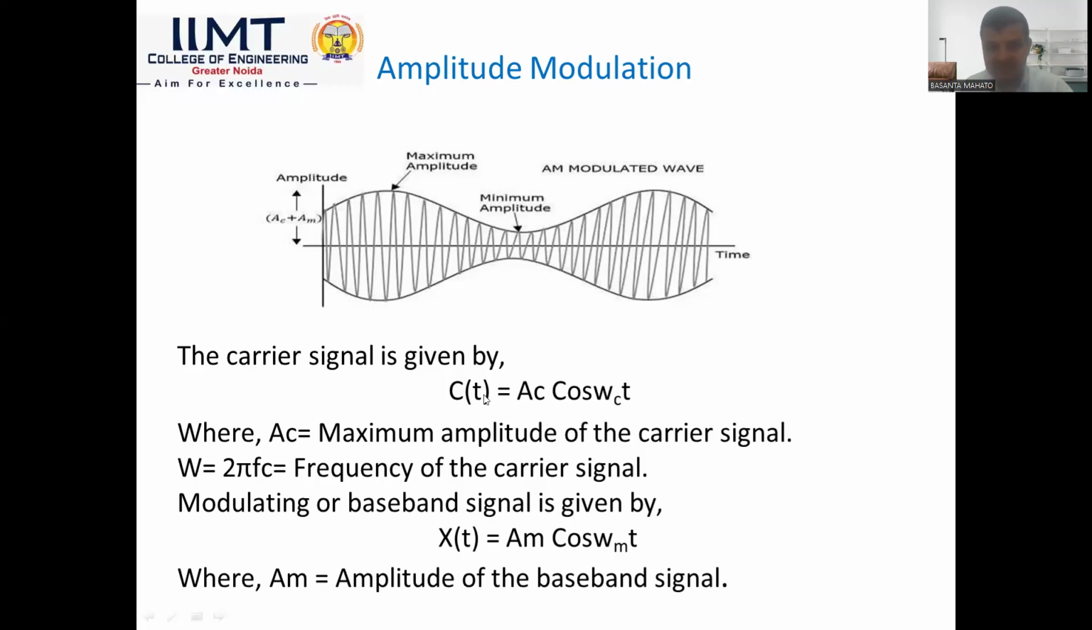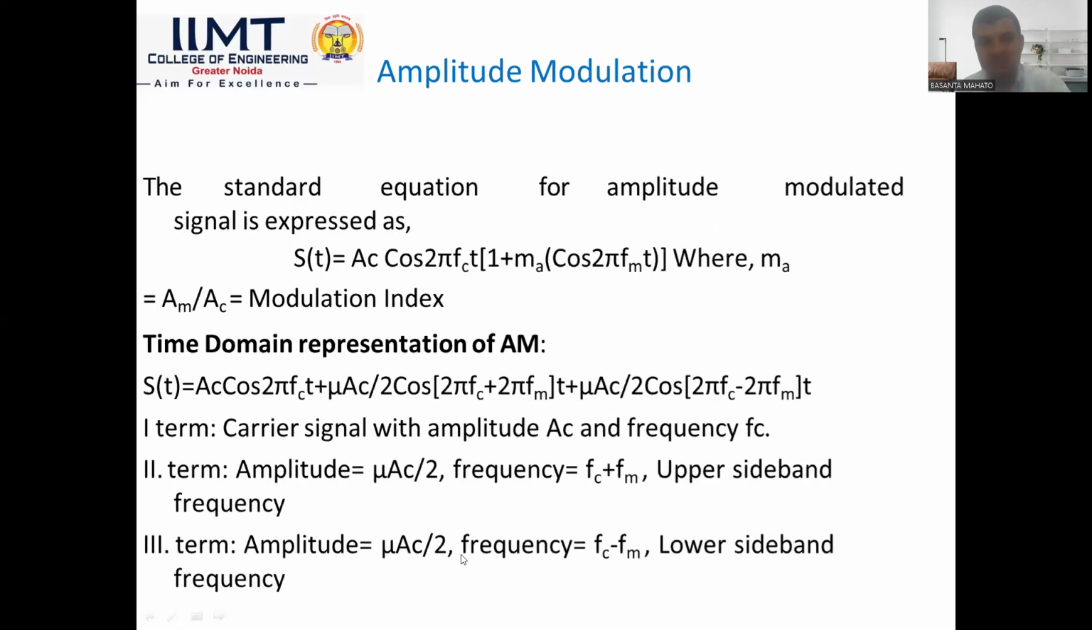If the carrier signal is c(t) = Ac cos(ωc t), where Ac is the maximum amplitude of the carrier and ωc is 2π fc, and the modulating baseband signal is this, then the equation will be this: Ac cos(2π fc t), where ma is the modulation index, equal to Am upon Ac.